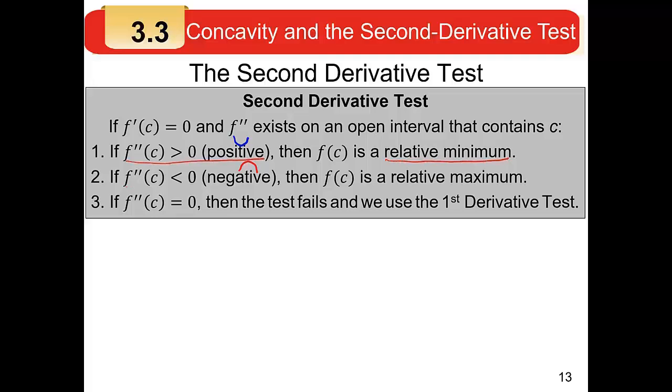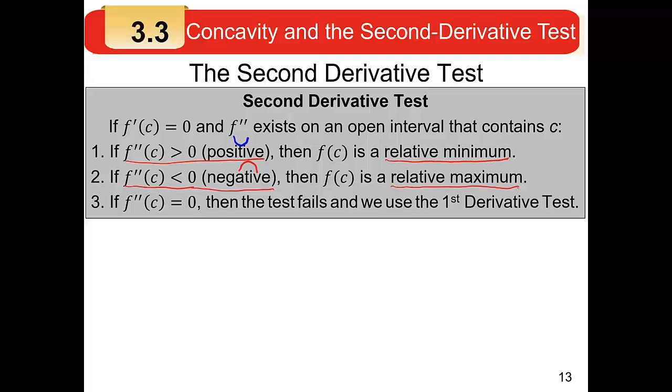A negative second derivative tells you have a relative maximum, because the second derivative being negative means you're in an interval of the concavity being down, and if the concavity is down, you're at a maximum.